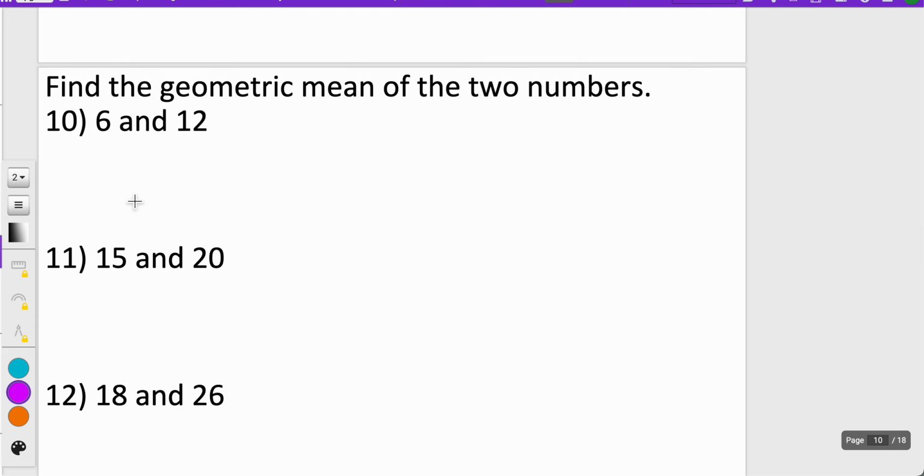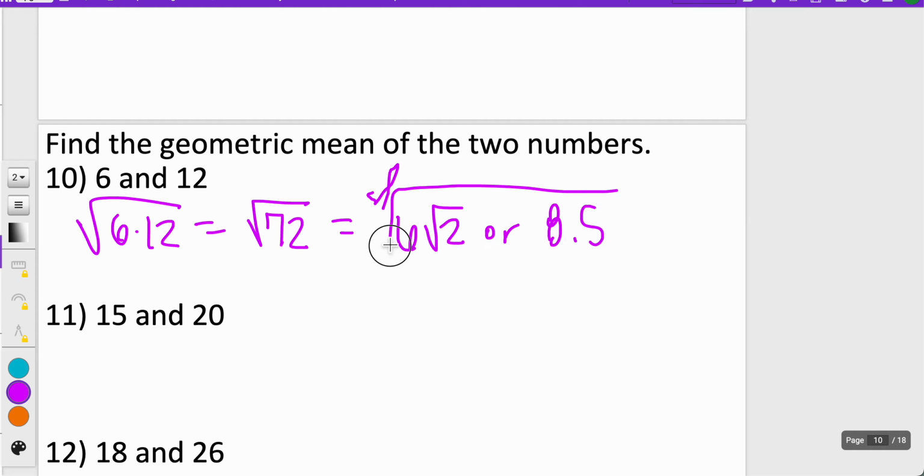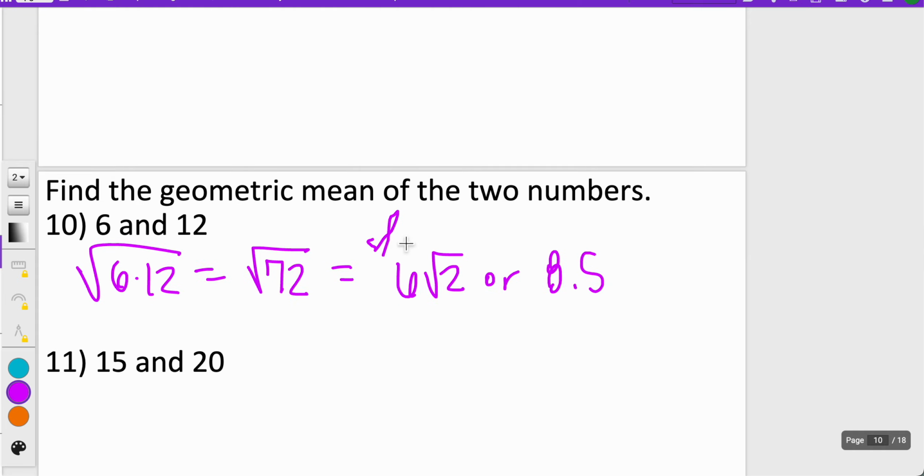Numbers 10 through 12, geometric mean is when we multiply our two numbers and then find the square root. This is going to give us square root 72. So if you want to simplify that radical, this is going to be 6 square root 2, or decimal version 8.5. Goodness, can't draw for anything today.